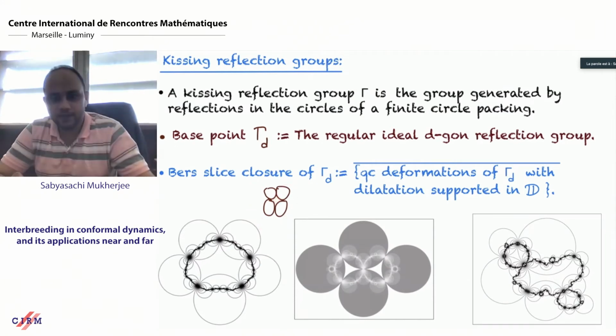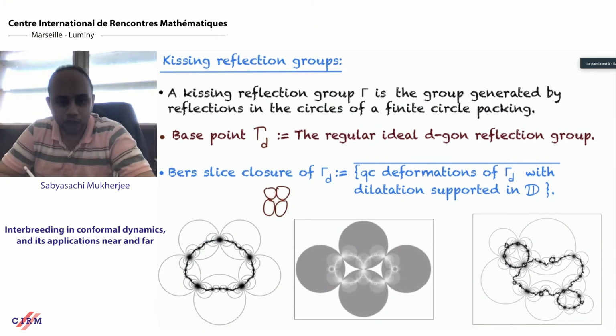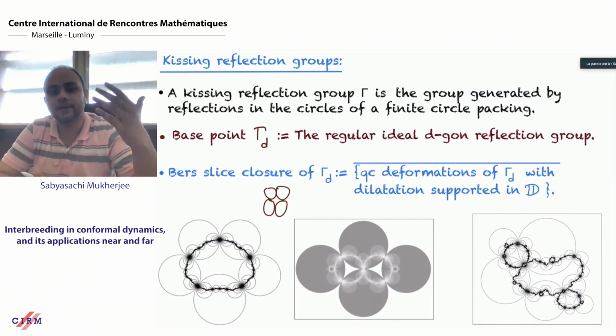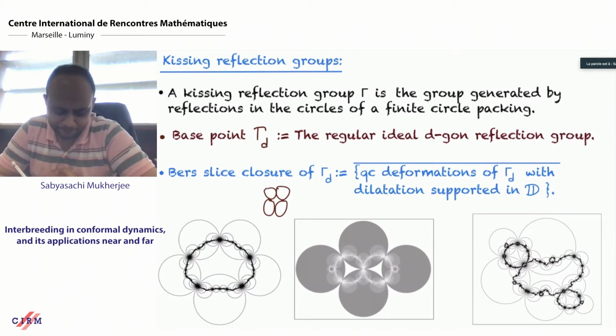When you stay in the Baire slice, all you're doing is quasi-conformally deforming this fundamental domain, but you are not touching the conformal class of the exterior component of the fundamental domain. So as long as you're in the Baire slice, all of this can be stated in terms of the index 2 subgroups of these reflection groups. And that would justify the use of the terminology Baire slice. But let me refrain from doing that.